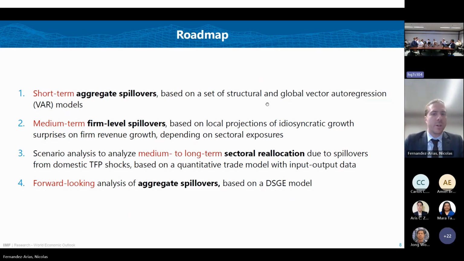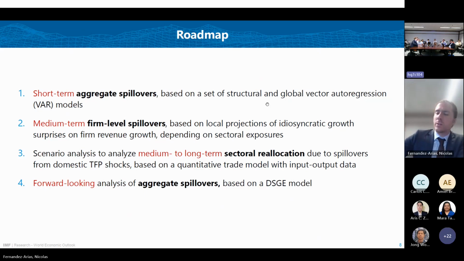And then the last 2 are going to be model simulations that are more forward-looking. So the first is going to use a trade model, which is going to be calibrated to represent a medium to long-term analysis, like a comparison of steady states, let's say, and see what the aggregate and global economy, regional impact, and also sectoral reallocation impacts of productivity shocks in G20 emerging markets at a sectoral level.